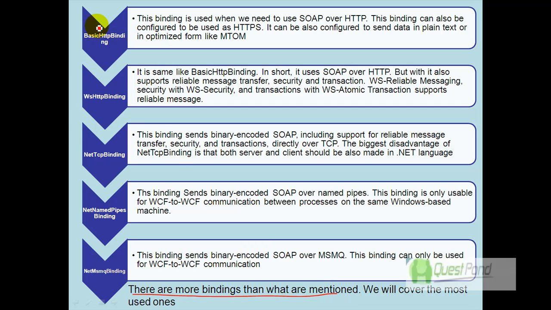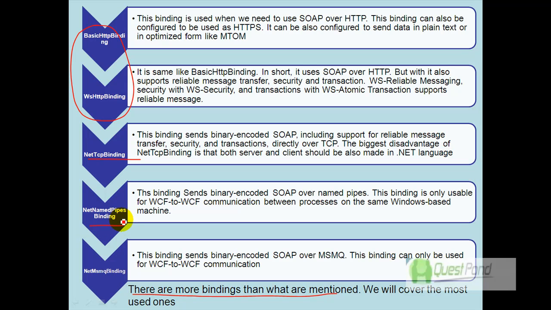The first two, that is basic HTTP binding and WS HTTP binding, support the HTTP protocol. We'll be discussing both of these bindings in more detail in the coming slides. Just for the current understanding, we can think that when you want to transfer your SOAP message over HTTP, we need to make a choice from one of these. If you want to transfer your SOAP message over the TCP protocol, then net TCP binding is the way to go.